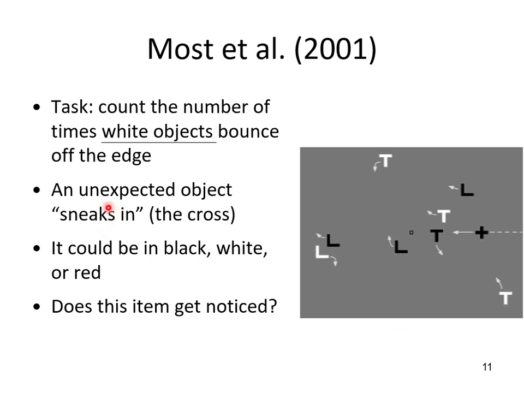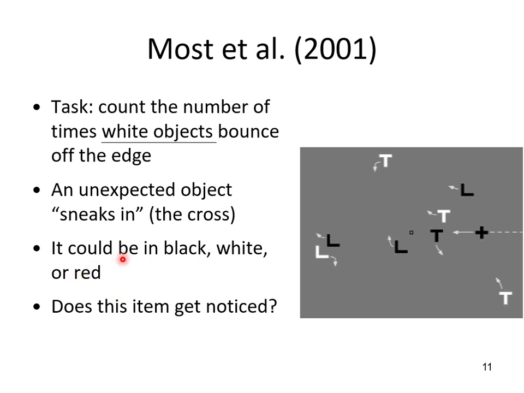And then at some point, an unexpected object sneaks in. So this cross, for instance, sneaks in and moves across the scene. Okay, so this cross plays the same role as the gorilla, right? And you count the white objects, which is the same as counting the white team, right? So you can see this experiment is just the gorilla experiment in a very boring form.